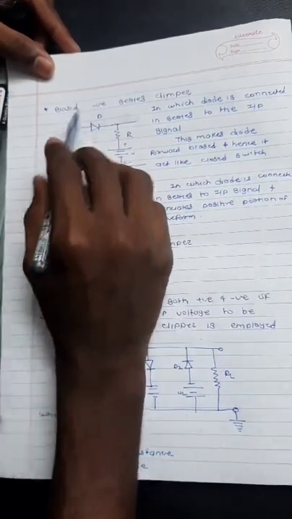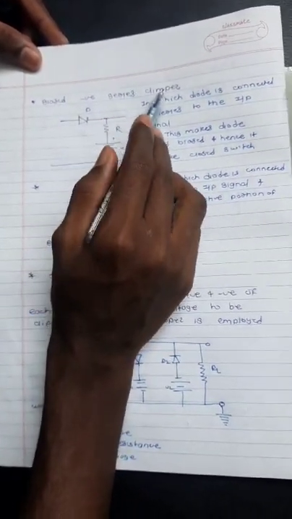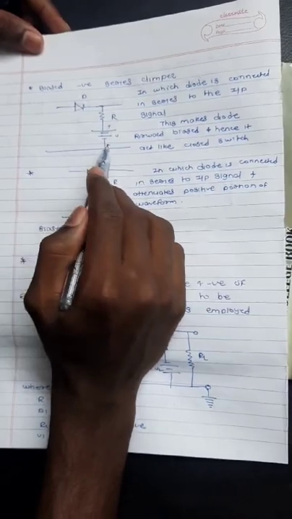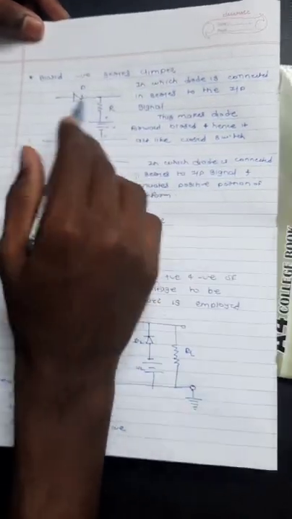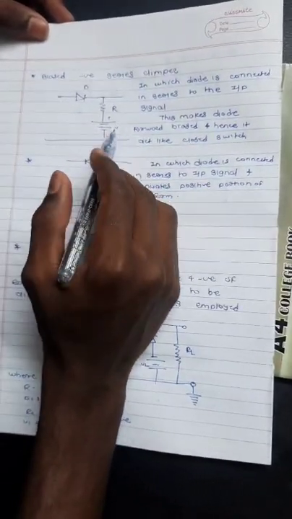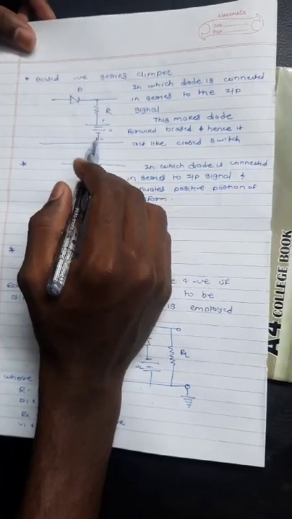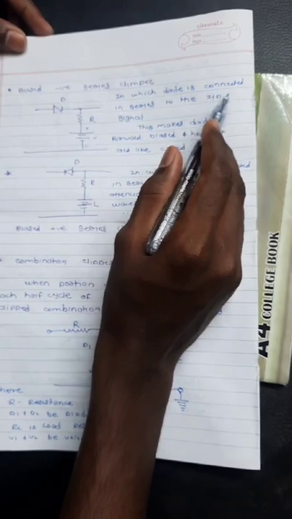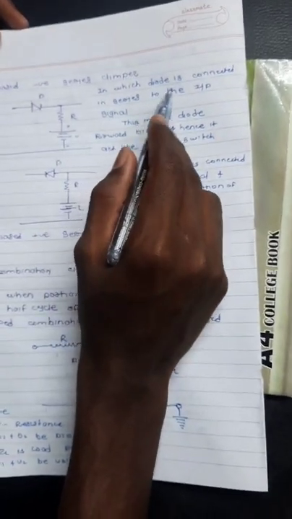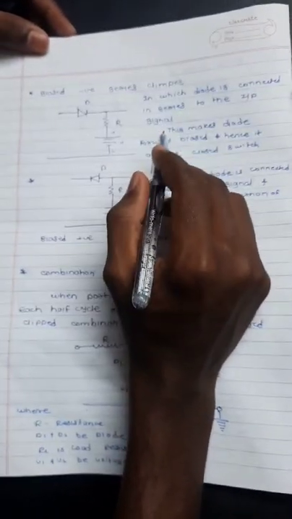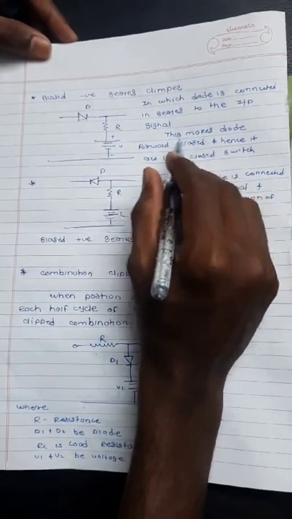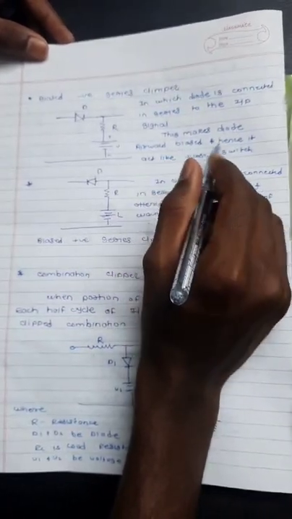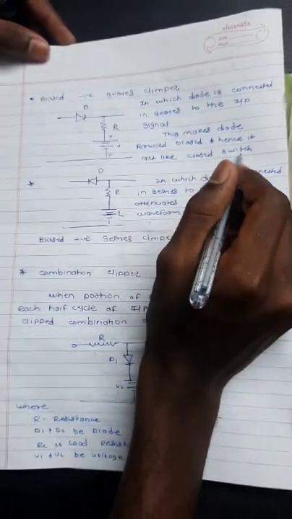The next point is the biased negative series clipper. This is the circuit diagram of the biased negative series clipper, where D is a diode, R is the resistance and V is the voltage, in which the diode is connected in series to the input signal. So this makes the diode forward biased. Hence, it acts like a closed switch.